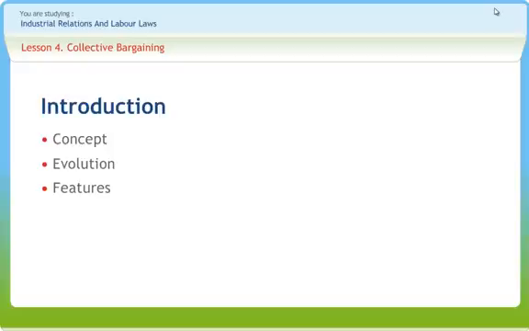It involves not only the negotiation of the contract, but also the administration of the contract. It is a flexible and dynamic process. The parties have to adopt a flexible attitude through the process of bargaining. It is a method of partnership of workers in management.